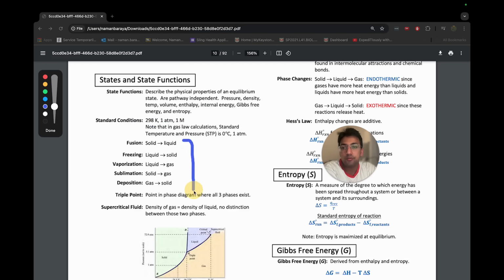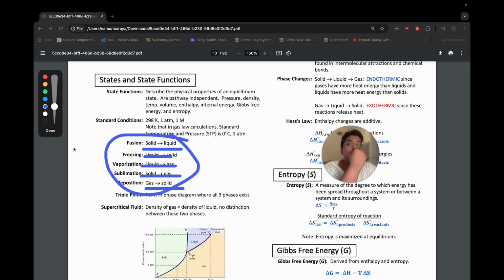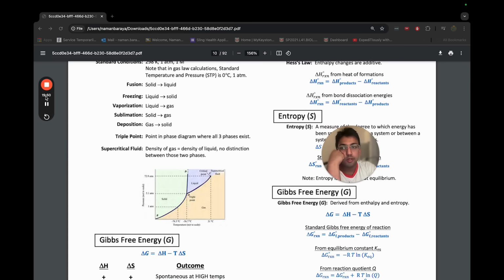Okay, and then we have fusion, freezing, vaporization, sublimation, deposition. So fusion is a solid going to liquid, freezing is liquid to solid, vaporization is liquid to gas, sublimation is solid to gas, and then deposition is gas to solid. Just remember all of these are important. And then triple point is this unique point where all three of those states can coexist. So at that point of temperature and pressure, you can have a solid, liquid, or gas. You can also have a supercritical fluid, which is kind of in this space where the density of the gas is equal to the density of liquid, and there's no distinction between those two phases.